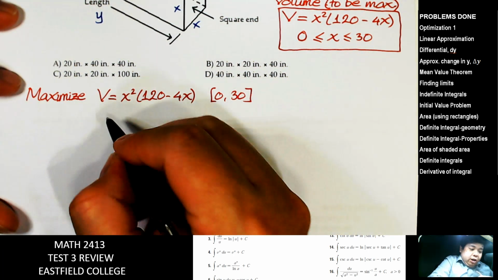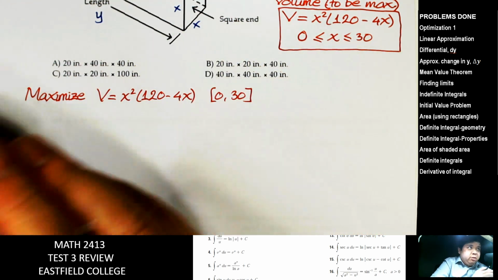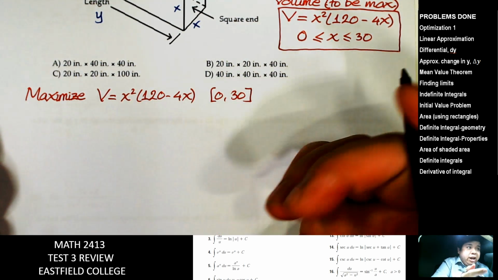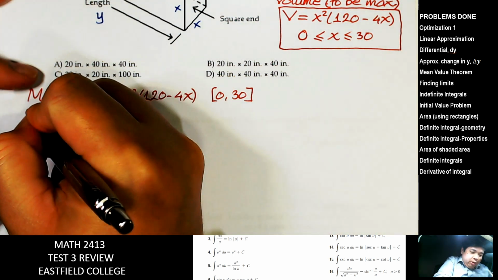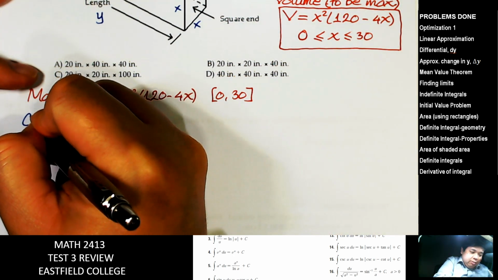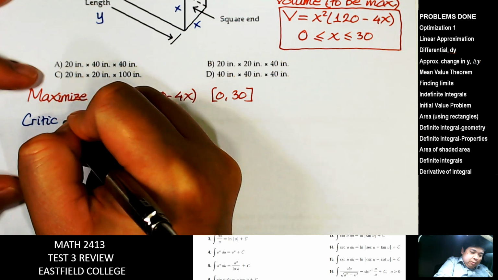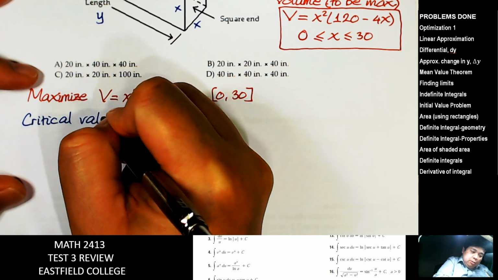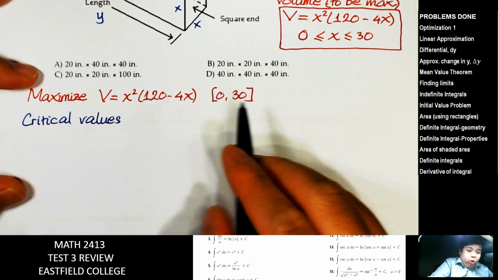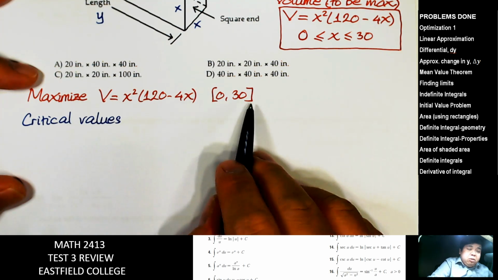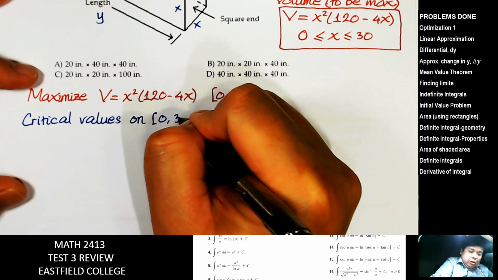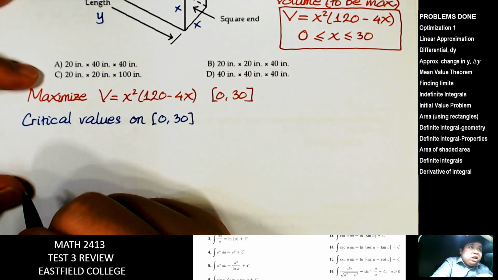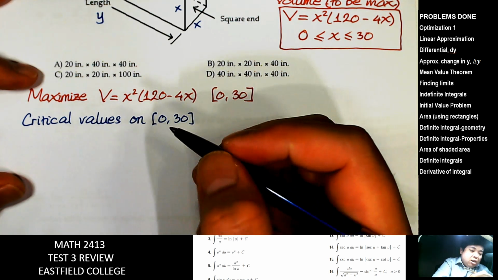Now to do this, we take the derivative, find the critical points in between, and then we test all the points. So critical values on 0 to 30. We take the derivative equal to 0 or does not exist.